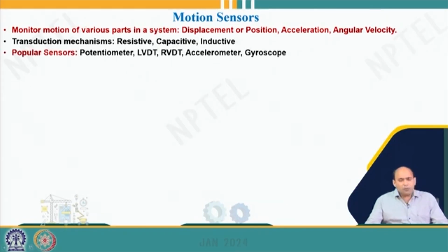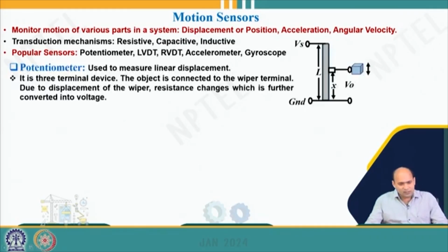The popular sensors which come under motion sensors are the potentiometer, used for measurement of displacement. Then we have the LVDT, which is also used for measurement of displacement. Then we have the RVDT; the LVDT is for linear position and the RVDT is for angular position. And then we have the accelerometer for sensing acceleration, then the gyroscope for sensing angular velocity, and so on, right. So, first let us start with the potentiometer.